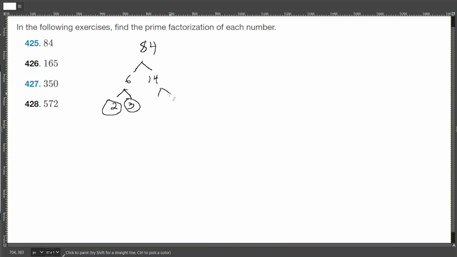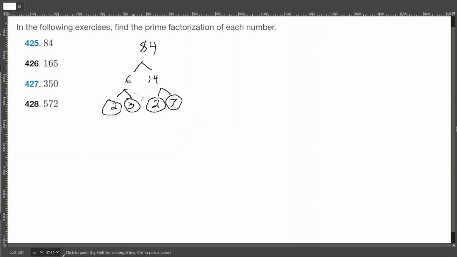Now 14, again, we have an even number. It ends in 4, so I can use 2 right away. But now I need to think 2 times what is 14? Oh yeah, that's 7. That's on my multiplication chart. And 7, is this one prime? Well, 7 times 1, I can't think of anything else, so it's just going to be 7 and 1, 7 and 1. So yes, 7 is going to be prime.